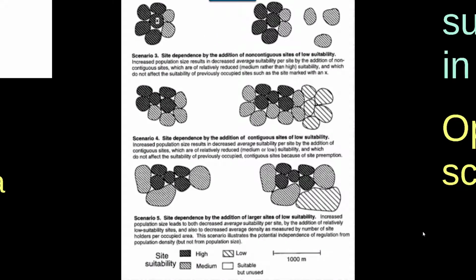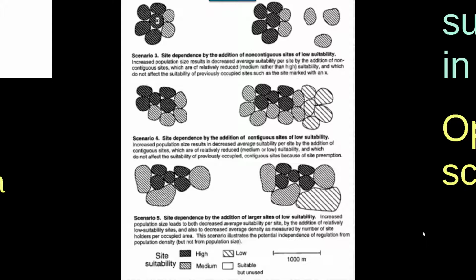And in this figure, we can see that we have the same thing happening. On the left-hand side are smaller populations, and the right-hand side is the scenario as there's an increase in the population size. And ultimately, an increased population size can result in a decreased average suitability per site, which will result in sites that are of medium as well as low suitability.